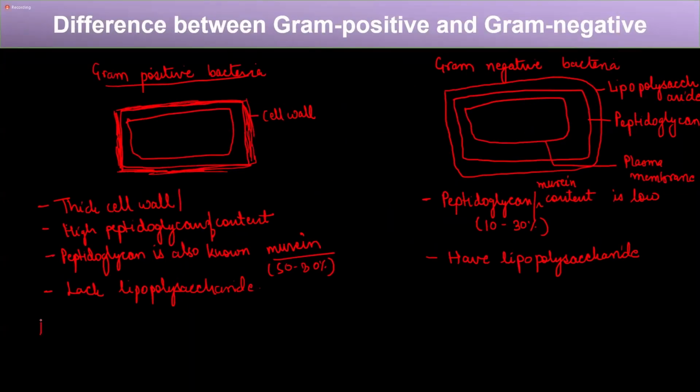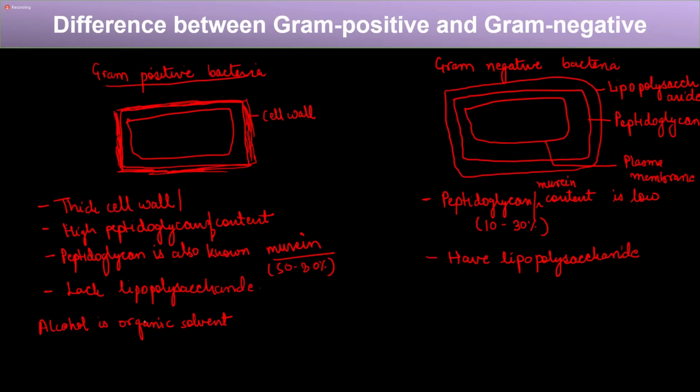The alcohol is an organic solvent, right? We have studied in our organic chemistry class that an organic solvent dissolves organic molecules. And the lipopolysaccharide consists of lipid, so it consists of organic molecules. So when you wash the sample with alcohol, the bacteria which have this lipopolysaccharide layer will have it dissolved. Hence, whatever color was present on this layer will wash off, right?